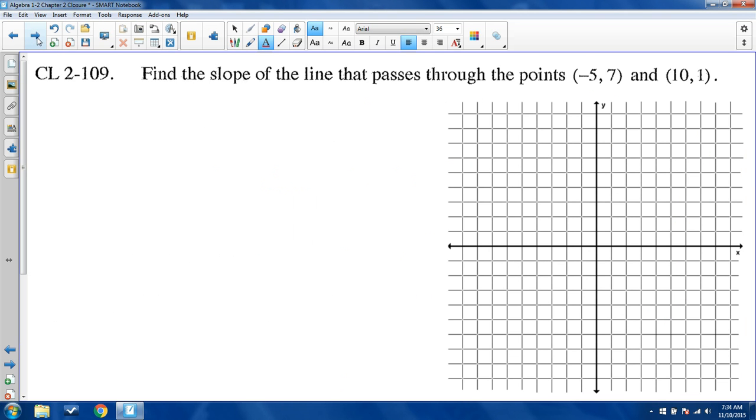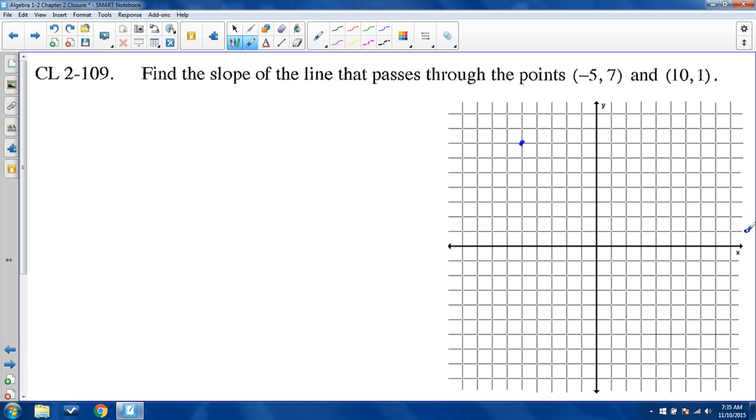Okay, find the slope of the line that passes through the points (-5, 7) and (10, 1). So let's go ahead and look at it with a graph first. It's not expected for you to do a graph for this problem, but I'm going to use the graph to help explain how you can do it without a graph, if that makes sense. (10, 1) is all the way over here, which is unfortunate.